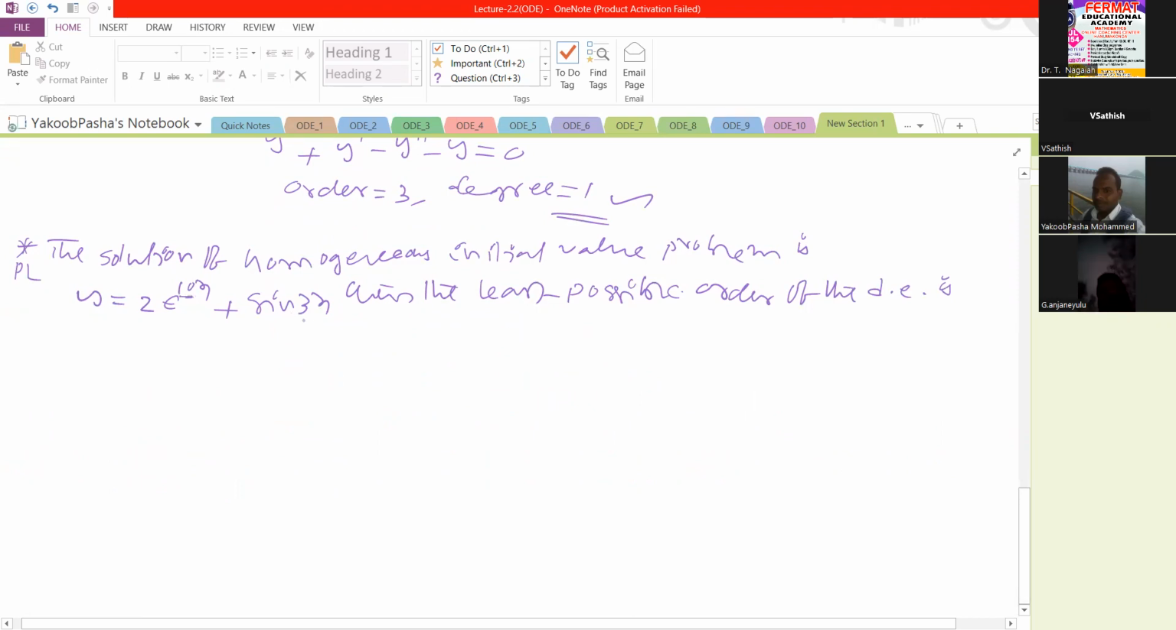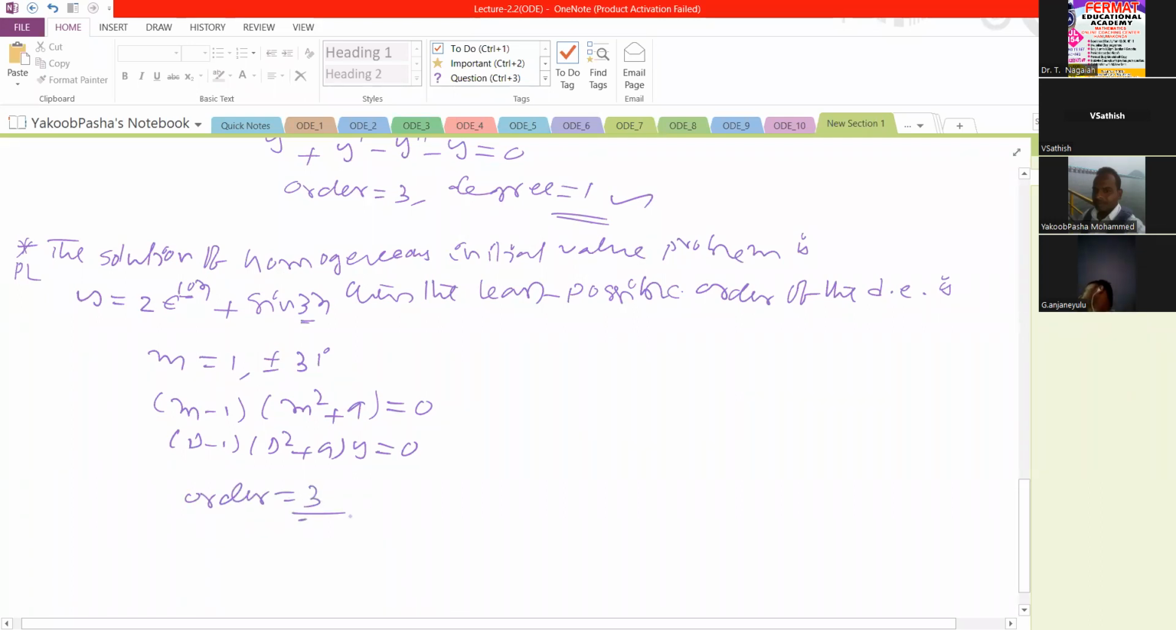Now actually these are the roots: 1 and plus or minus 3i. So here m is equal to 1, comma, plus or minus 3i. The corresponding auxiliary equation is (m minus 1) into (m square plus 9) is equal to 0. So here when we multiply, (D minus 1)(D square plus 9) y equal to 0, this is the corresponding differential equation, but we need to find the order of the differential equation. Here D cube is there, so order is equal to 3. Okay, order is equal to 3.